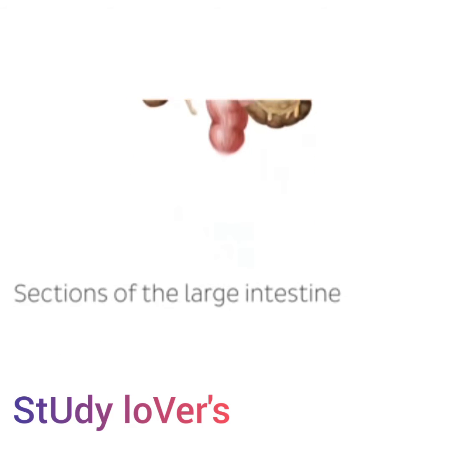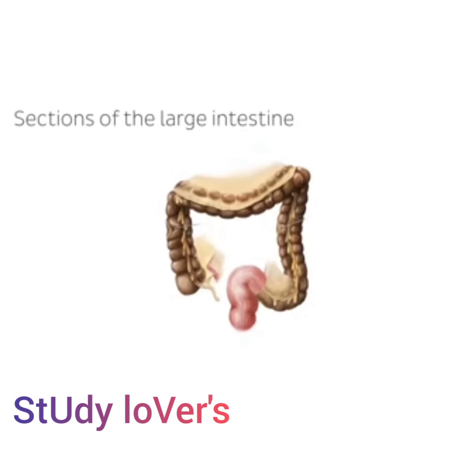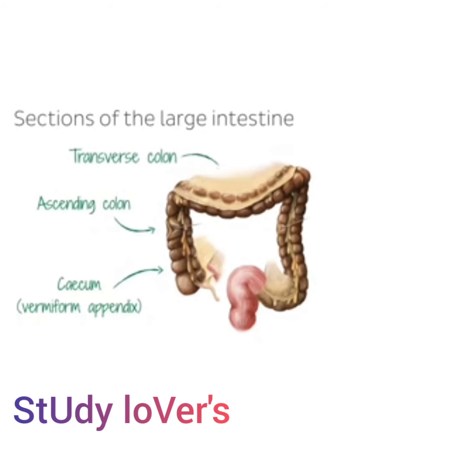To begin this tutorial, we will describe the different sections of the large intestine. If we go through the length of the large intestine from left to right, we can see several sections. The large intestine is divided into the cecum with its vermiform appendix, the ascending colon, the transverse colon, the descending colon, the sigmoid colon, and the rectum and anal canal.